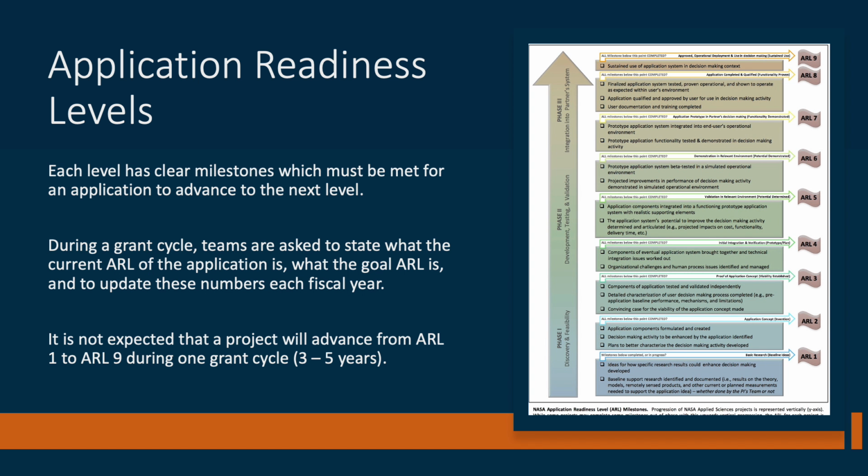Each ARL has clear milestones which must be met for an application to advance to the next level. During a grant cycle, teams are asked to state what the current ARL of the application is and how many levels they expect to progress. The teams then update the funding agency each fiscal year. It is not expected that a project will advance from ARL 1 to 9 in a single grant cycle, but using this framework, the research team and funding agency can still show continued progress of the project.